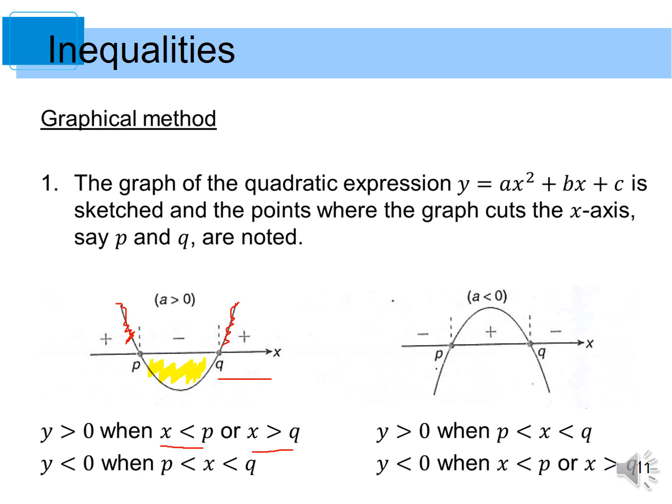Same for when the leading coefficient is negative. For y greater than 0, we select the above side. So the required interval is between P and Q. If y is less than 0, we select the bottom area. So the area here is less than P, and the area here is greater than Q.